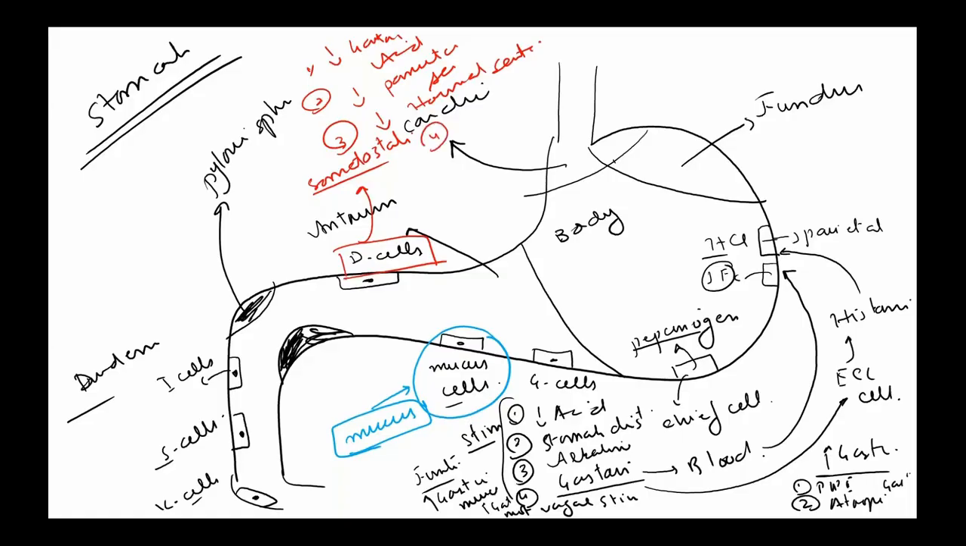Sometimes it decreases gallbladder contraction too. Basically inhibit everything. This is the function of D cell. D cell stimulate, D cell form somatostatin, and G cell, mucous cell, and D cell, they are present in antrum of the stomach.